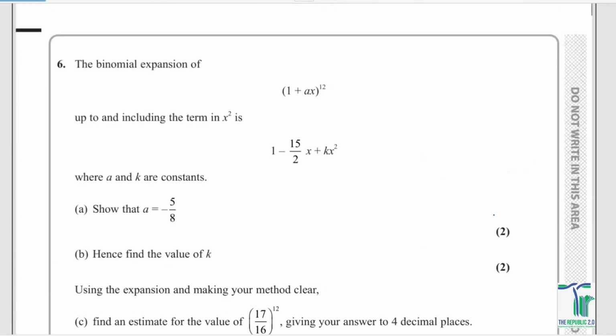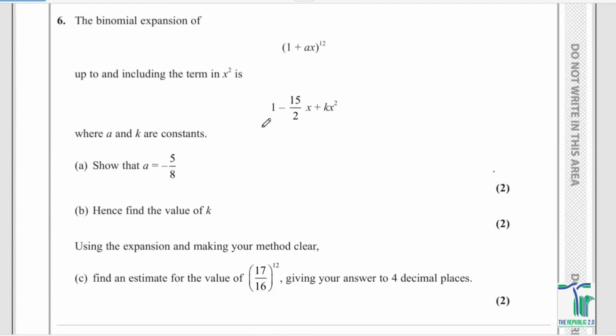Now we have this question number 6. In question number 6, it says that the binomial expansion of 1 plus ax to the power of 12, up to and including the term x squared, is 1 minus 15 by 2 x plus kx squared. So we just need to expand this one and keep it equal to this one. By comparison, we'll get the value of a, and by comparison, we'll also get k as well, right?